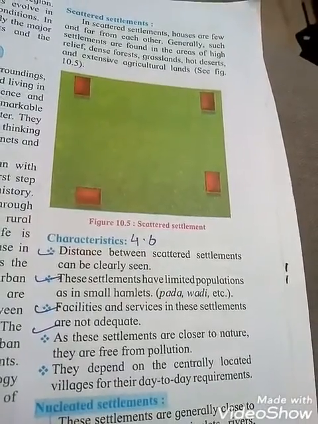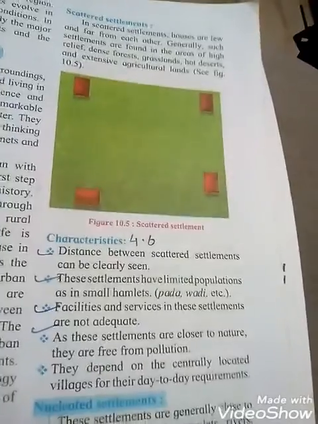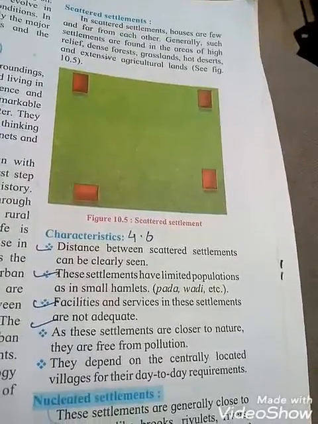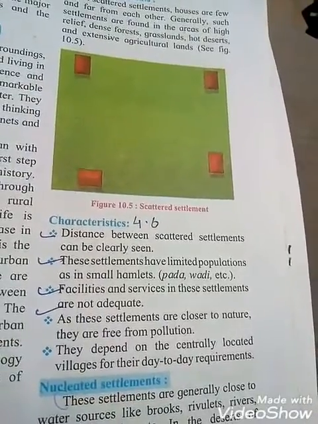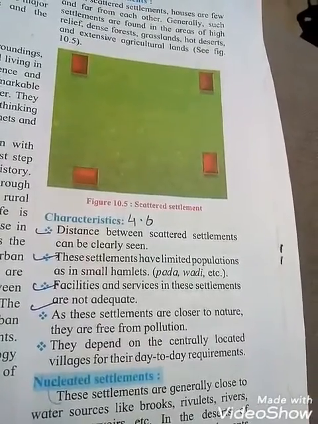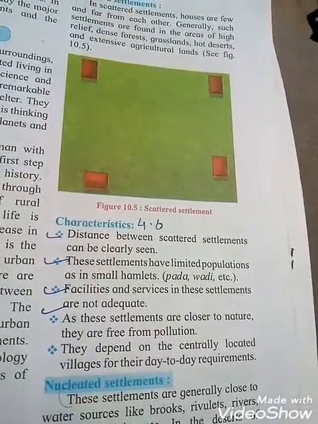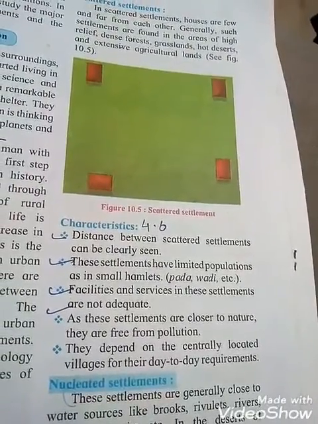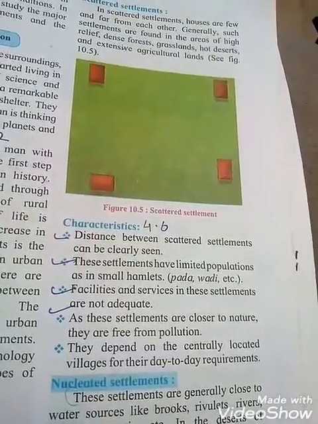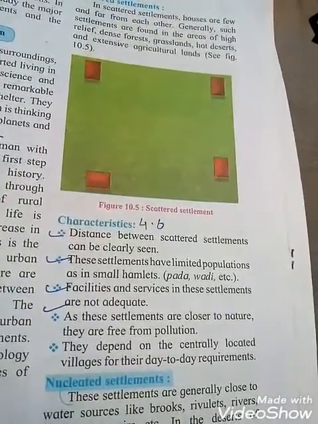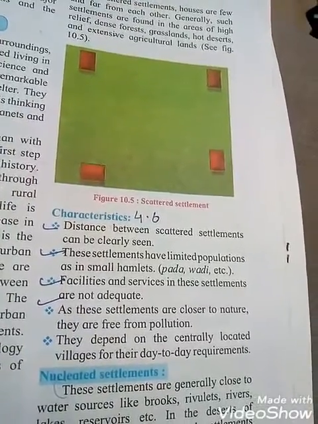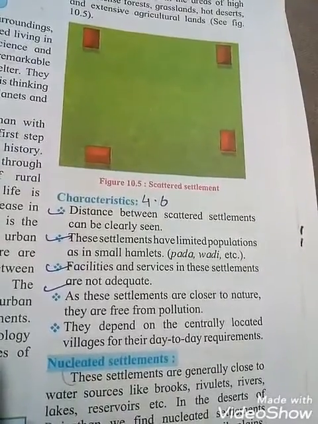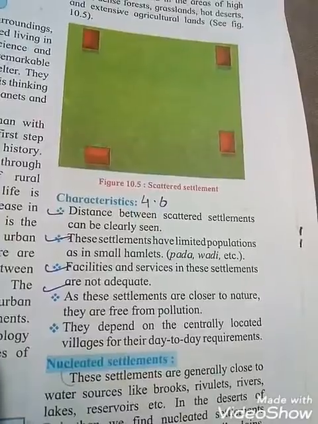These settlements have limited population, that means less population, as in small hamlets, that is Pada, Wadi, etc. Facilities and services in these settlements are not adequate, as these settlements are closer to nature. They are free from pollution. They depend on the centrally located village for their day-to-day requirements.